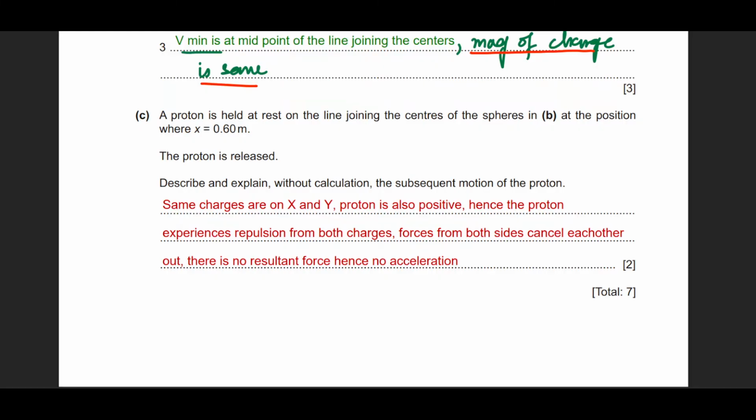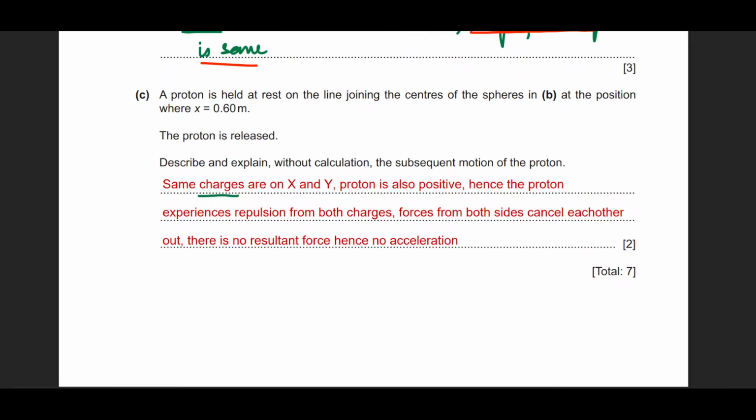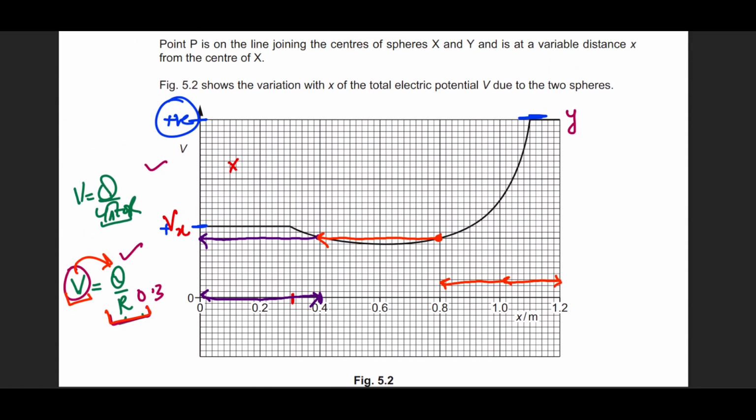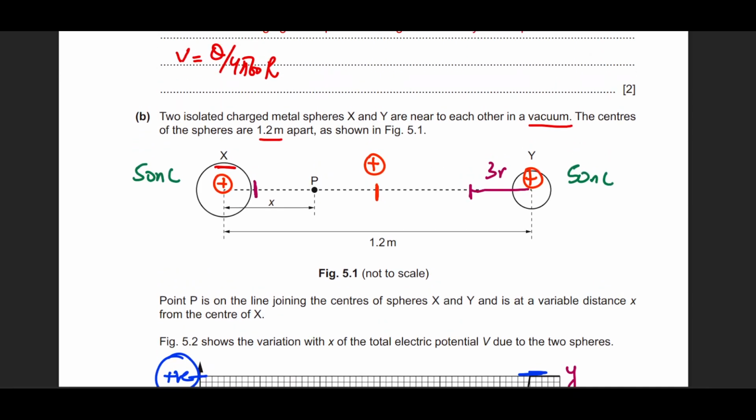Now he asks what's going to happen. The proton is released; describe or explain, with or without calculation, what's going to happen to the motion of the proton. Since X and Y have the same charges and the proton is also positive, the proton will experience a repulsion from both sides. Naturally, if the proton is placed at the center, the positive charges repel. This force is coming from X, and from the left we are going to experience a force due to Y on the charge in this direction. So this is the force due to Y.